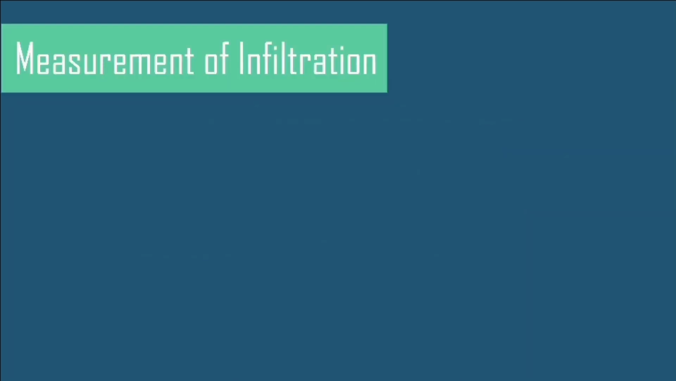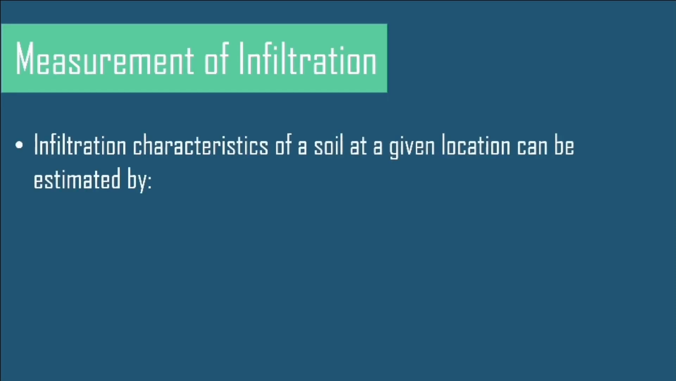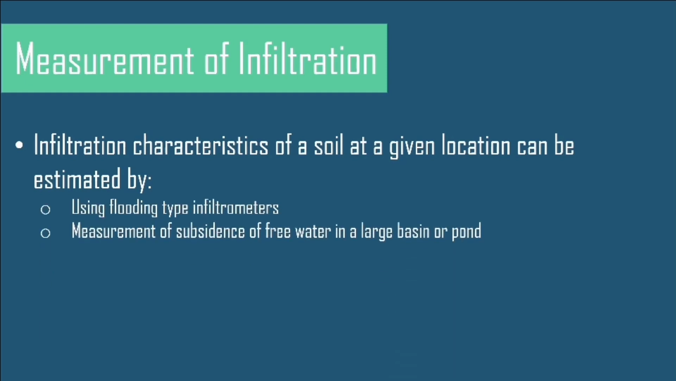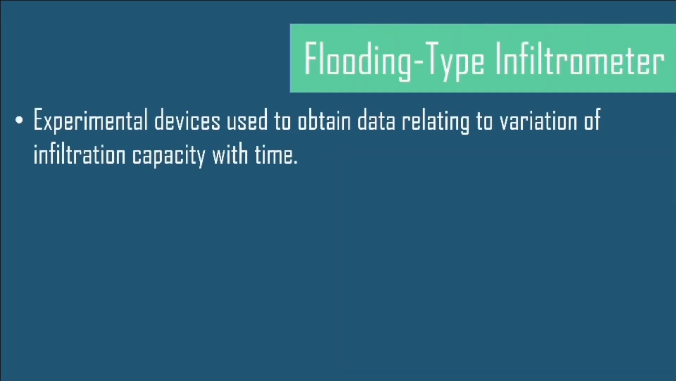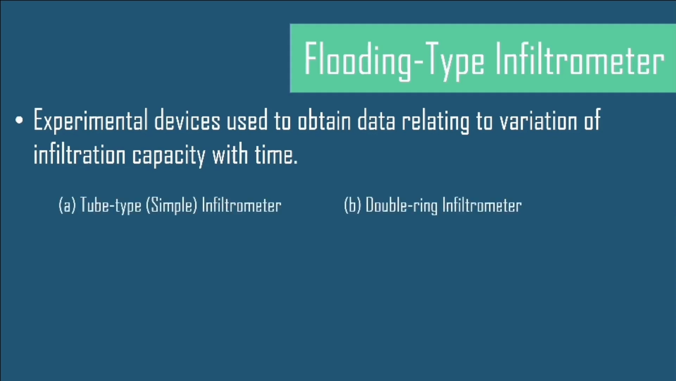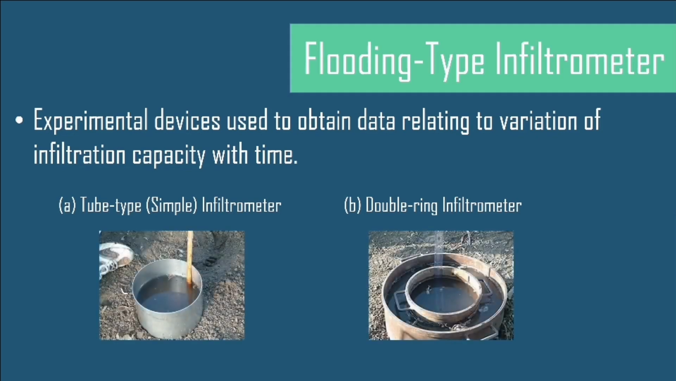Now, let's move on to measurements of infiltration. Infiltration characteristics of a soil at a given location can be estimated by flooding type infiltrometers, measurement of subsidence of free water in a large basin or pond, rainfall simulator, and hydrograph analysis. Flooding type infiltrometers are experimental devices used to obtain data relating to variation of infiltration capacity with time. There are two types. First one is the tube type or simple infiltrometer, and the second is the double ring infiltrometer, and they look like this.